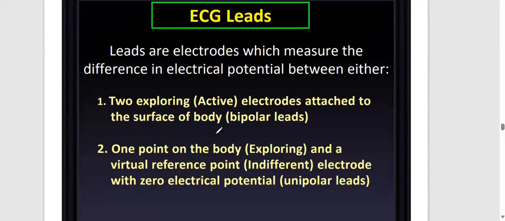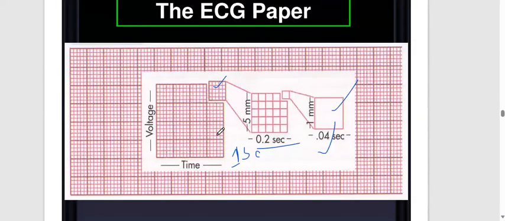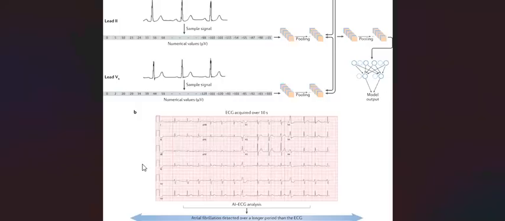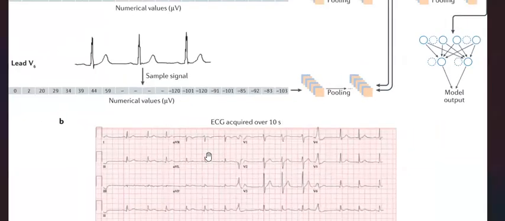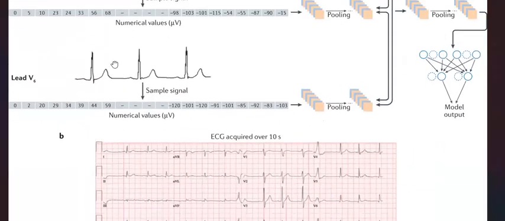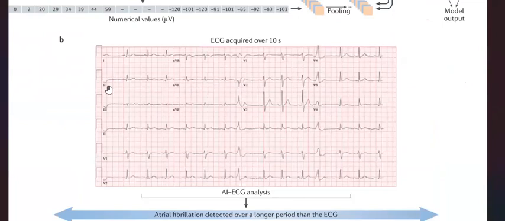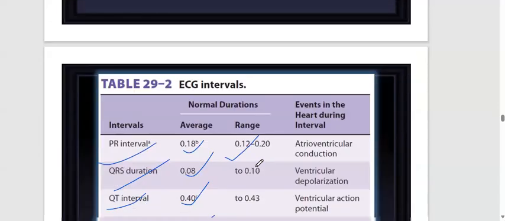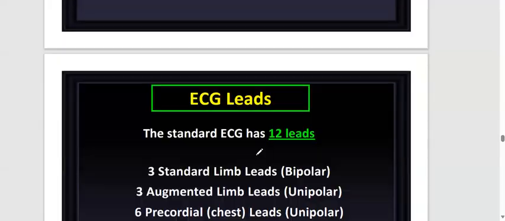Okay. Now we will discuss ECG leads here because it is very important. According to this paper which I explained to you here, you are able to see V1, V2, V3, V4, V5, V6. What is that? This is very important. Now we will discuss those things.